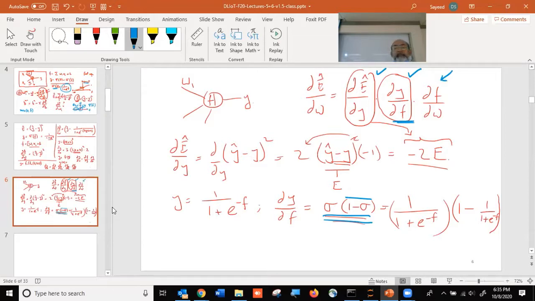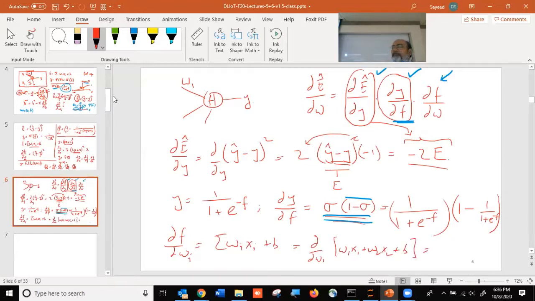What about the last term, df by dw? Can somebody solve that for me? What's the solution for that? By now you should know, it's the summation of wi xi plus a constant b. If you take the derivative of that, what do you get? Now remember, we're taking a derivative with respect to one of the wi's. Think of it this way: you're taking the derivative with respect to w1 of w1 x1 plus w2 x2 plus b. What's the answer of this?